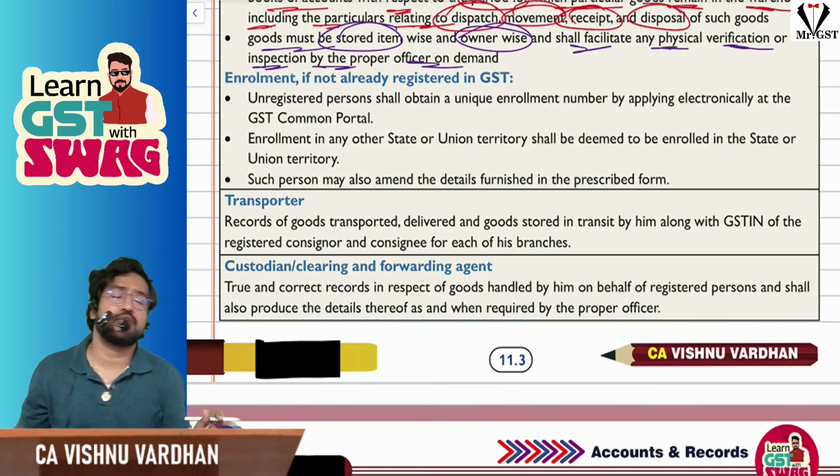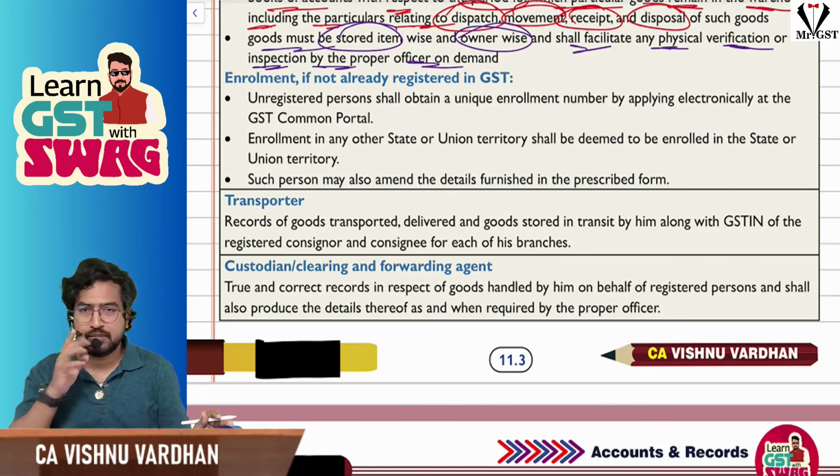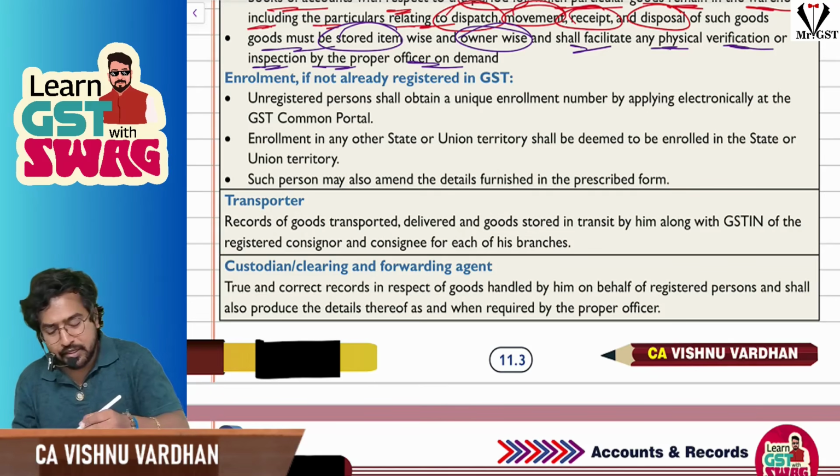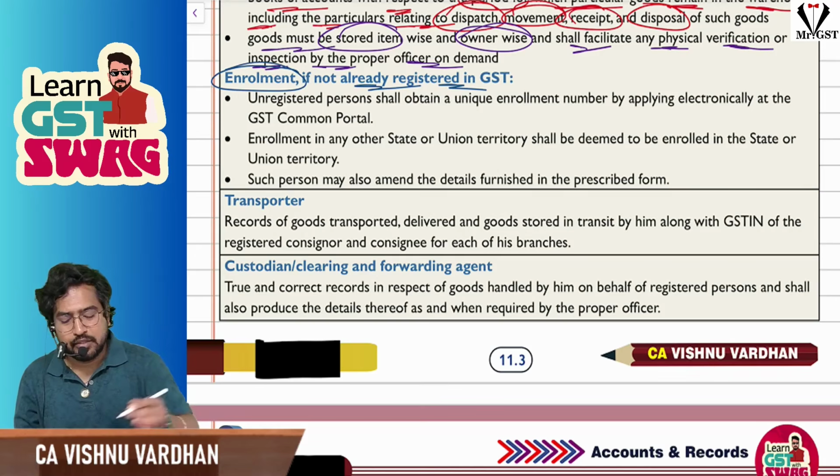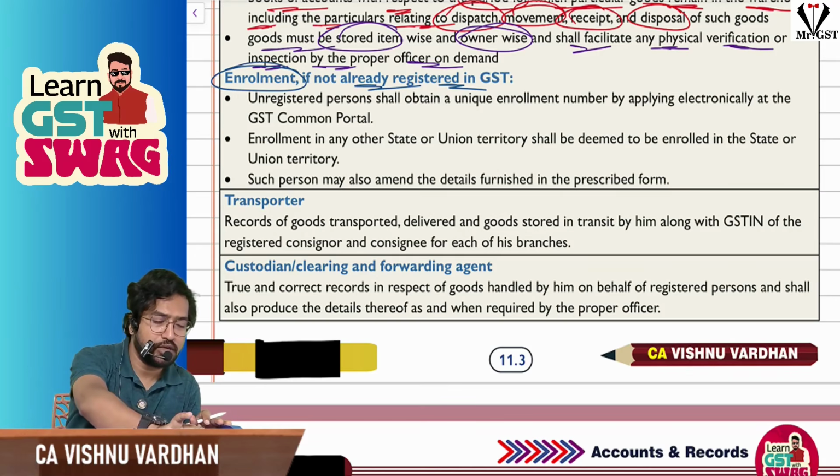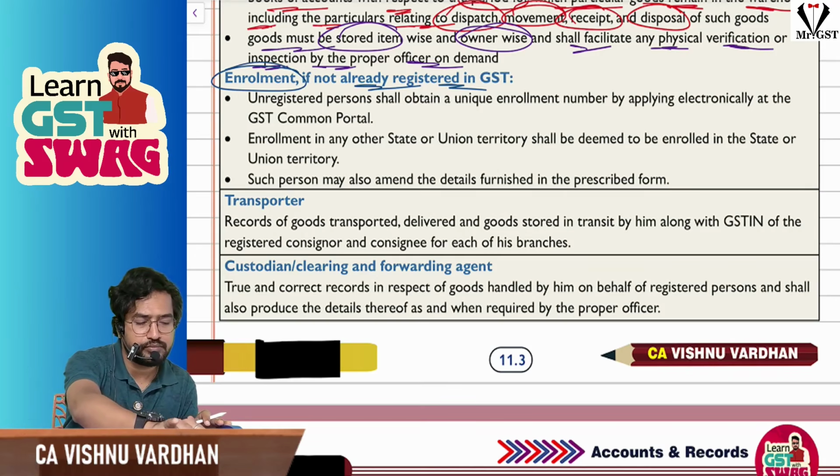You know, these transporters, all these fellows doing RCM supplies need not register, so they can get an enrollment ID. So if they get an enrollment ID, what do we call it, ra?